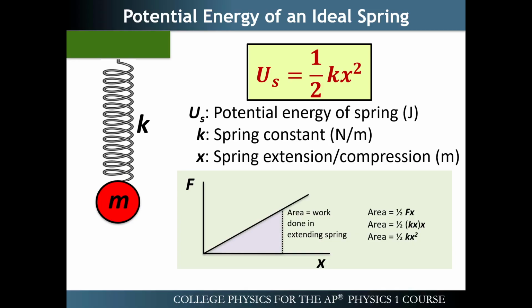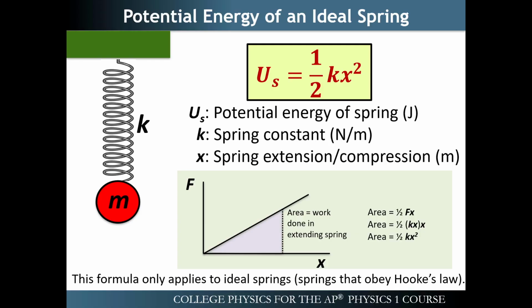And so this 1/2 kx squared relates to the graphical relationship of force and extension or compression of a spring. So a couple of reminders there. And one other reminder, the formula only applies to ideal springs, ones that obey Hooke's law, which they very seldom are. Ever going to ask you about something that doesn't obey Hooke's law. But that is something to keep in mind. All right, let's view this potential energy and the transformations as the oscillation occurs.